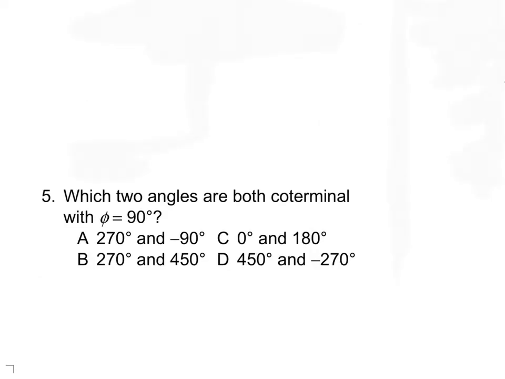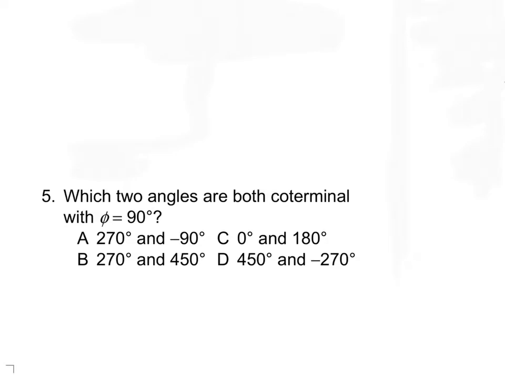Question number 5. Which two angles are both coterminal with phi equals 90 degrees? So phi is just a symbol representation for an angle notation. You can name it as angle A, angle B, angle X. In this case, it's just an angle phi. Phi equals 90 degrees. So what was the easiest way for you to find coterminal angles?